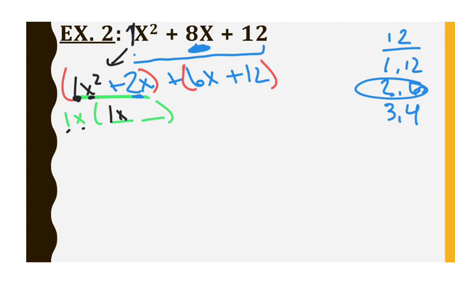Same thing to the second term. Divide the coefficients. 2 divided by 1 is positive 2. Subtract your x's. X minus x is 0. Then this is a plus outside the second set of parentheses, so we'll bring that down.